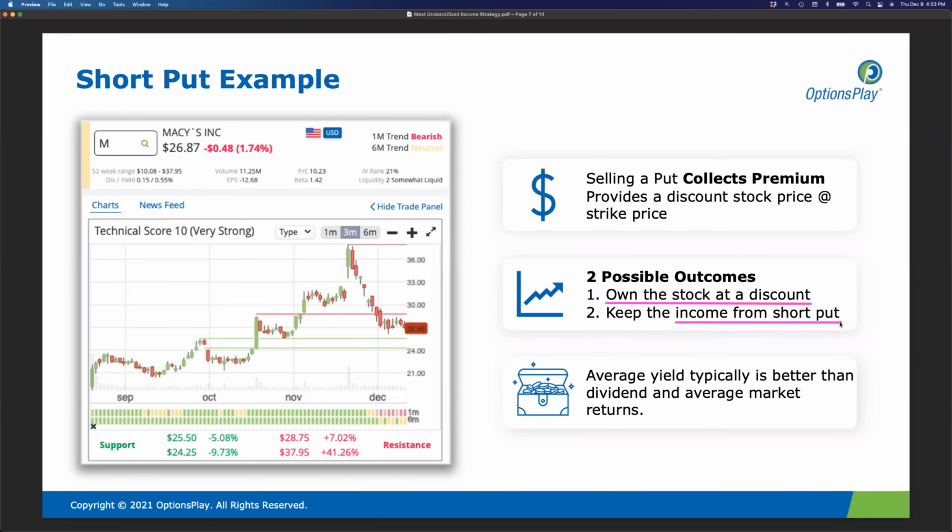And what you're going to find is that the second piece, the income that you receive from the short put, will typically average significantly better than the dividend yield of that underlying stock, and better than the average market returns as well. So even if you never own the stock that you want to own, just the income itself will greatly outpace the dividend yield and outpace the average market returns. So this is really where I think, again, not only do you get the benefit of potentially owning the stock at a discount, but you also can gain quite a bit of a yield on the cash that you set aside for this strategy. Does that make sense? Please type 3 into the chat window if that makes sense to you.